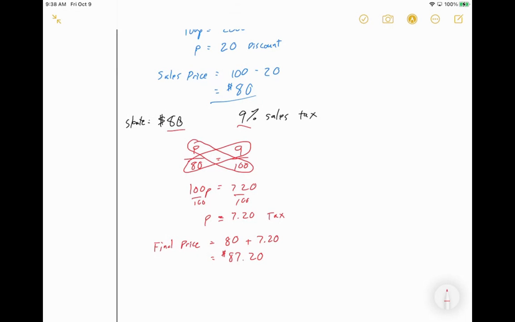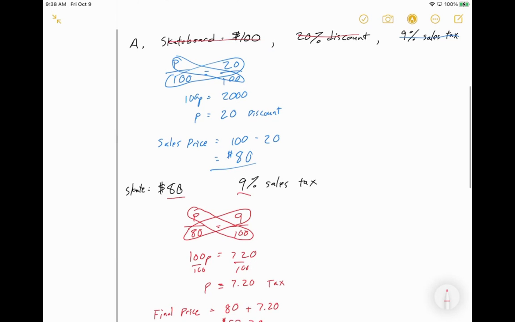Whew, that's exhausting, right? Again, basically what's happening is you did two separate problems. You did a discount problem, got a new number, and then used that number to do the sales tax problem. Does that make sense? So it's all things that you know how to do. It's nothing new. It's just doing it in different steps.